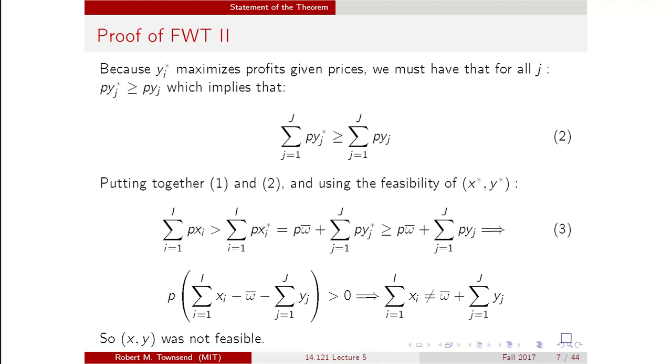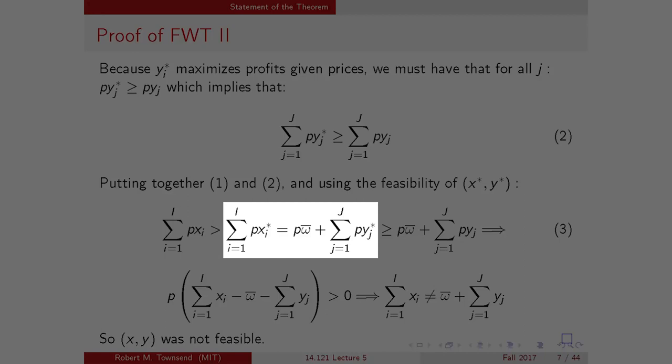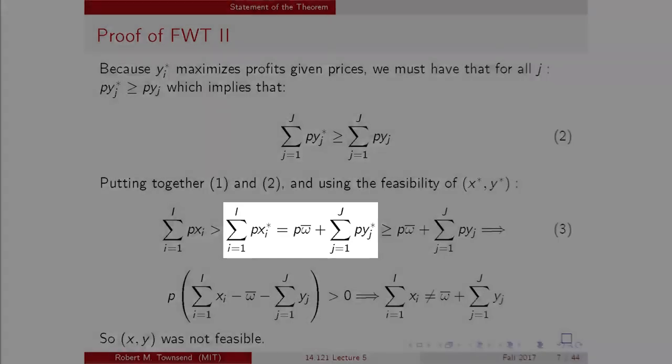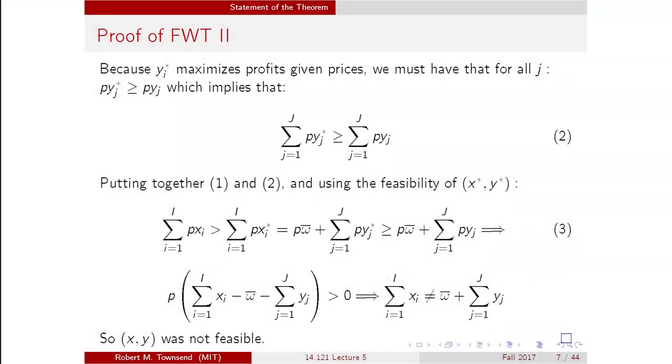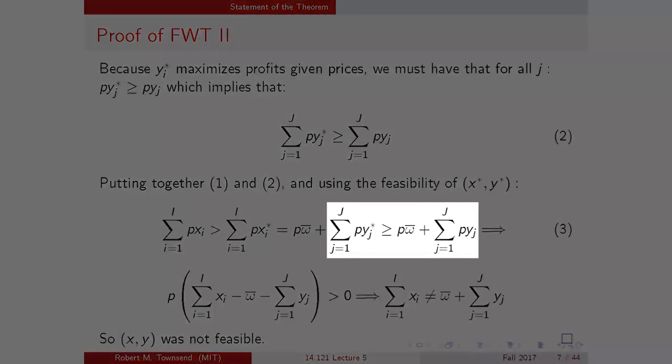Oh, and I should have pointed out, I think I just skipped over it too fast. It's easiest to think about prices as being strictly positive. So the only algebra going on here is to take dot products, take prices, put it outside the parentheses, then collect terms, put it back inside. So P dot Xi summation over i, but Xi is equal to omega bar plus Yj star. So if we put P outside and then multiply it inside, we get price times the quantity in each of the two terms. Now this last inequality is the statement of profit maximization, holding the valuation of the aggregate endowment fixed, P·Y star j is no less than P·Yj.